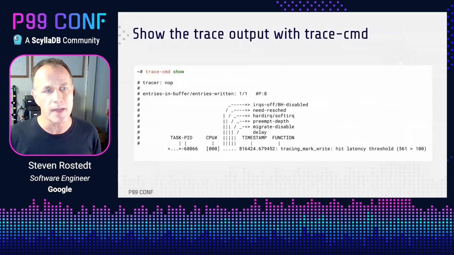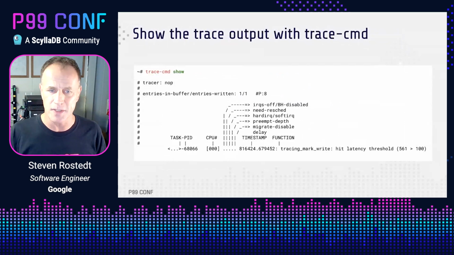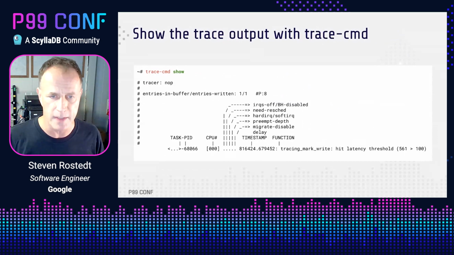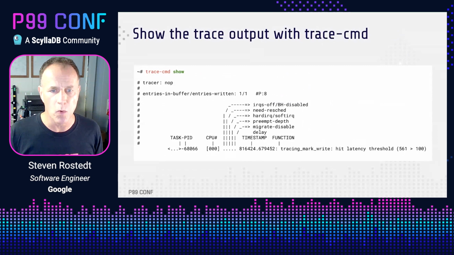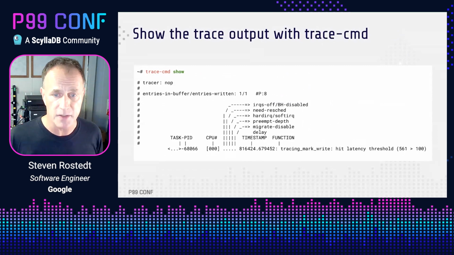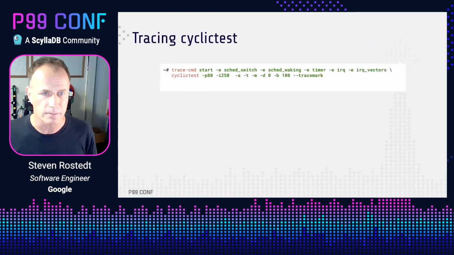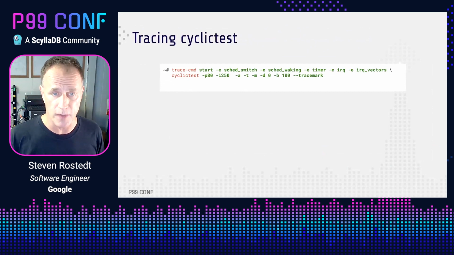And I'm going to use trace-cmd to see the kernel output. trace-cmd is a utility available in Fedora, Debian, SUSE, Ubuntu, whatever. You can download it. It will interact with the Linux kernel tracing infrastructure. So here, trace-cmd show will read what's in the Linux kernel trace buffers, and you'll see that cyclictest wrote: hit latency threshold, 561 greater than 100. And that's our latency.